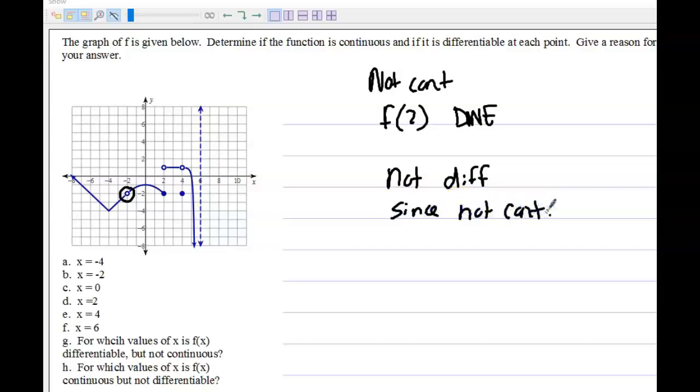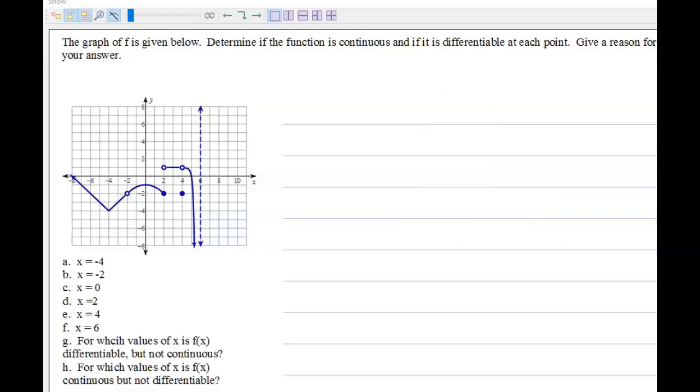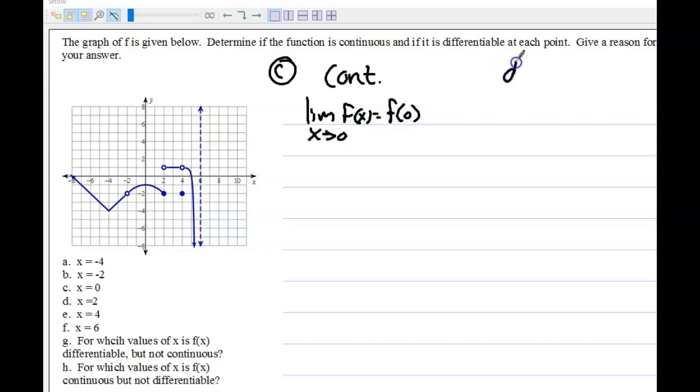Okay, let's take a look at 0. At 0, we have no holes, gaps, or jumps, no cusps, so it's continuous and differentiable. So for part C, we would say it's continuous because the limit as x approaches 0 for the function is the same thing as the function's value at that point. And we would say that it's differentiable for the same reason, but just with the derivative. The limit as we approach 0 for the derivative function is equal to the slope of the derivative at that point. So there's that.